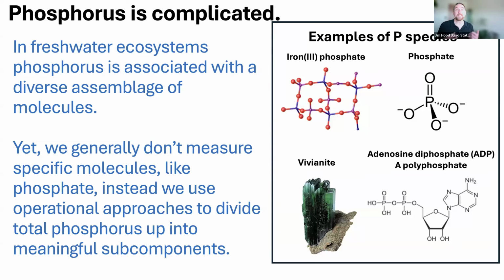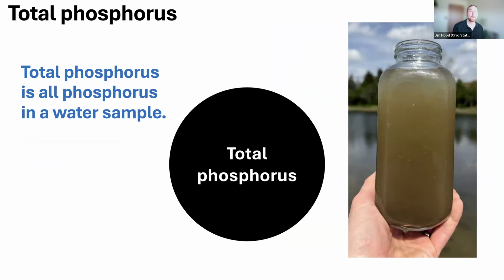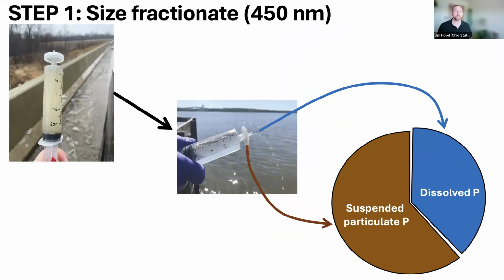And so because this becomes so important later, I'm going to walk you slowly through this. This may be very review for some of you, but for some of you it might be new. So we start with total phosphorus. That's all the phosphorus in this water sample, including the phosphorus bound to algae, bound to sediment, and in the water. And then the first thing that aquatic ecologists do is fractionate that based on size.